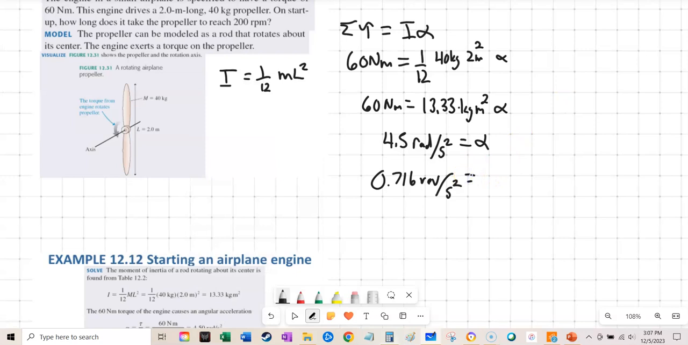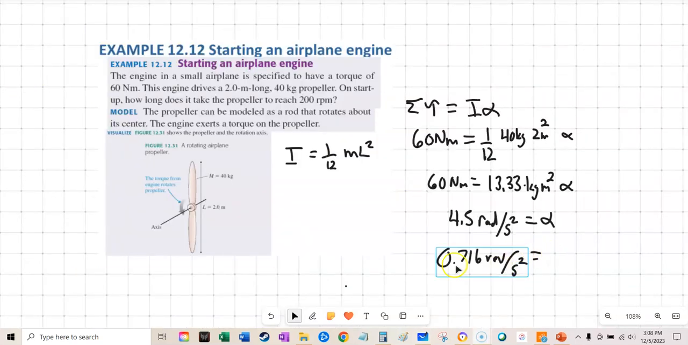Okay, and now let's turn this into minutes. I'm just thinking about the problem, and I think it might be easier to leave this as revolutions per second squared and convert this final omega, because they're giving you a final omega, and convert that to revolutions per second. So let's do that right now.